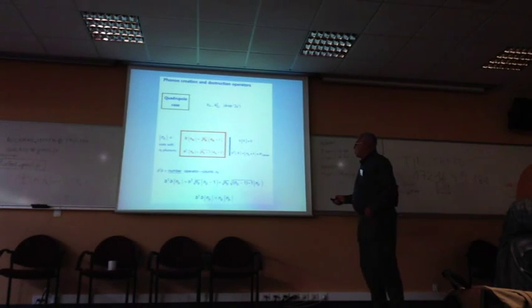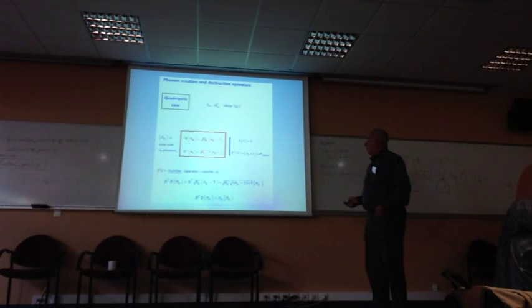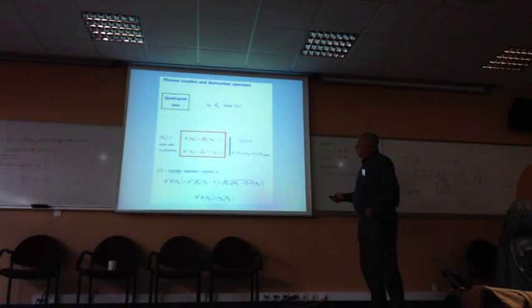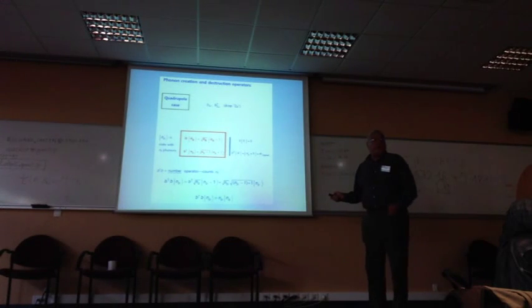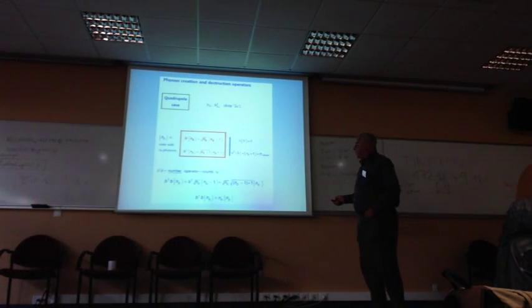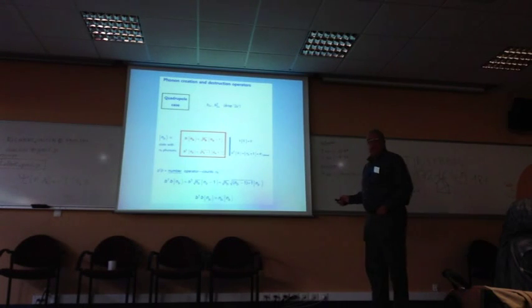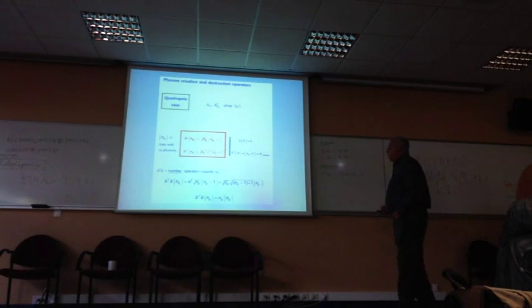Okay, so a destruction operator acting on a state with n sub b phonons of type B gives you a state with 1 fewer phonon, because it destroys 1, and some number, square root of n. Creation operator acting on that same state gives you a state with 1 more phonon and another square root. Okay?